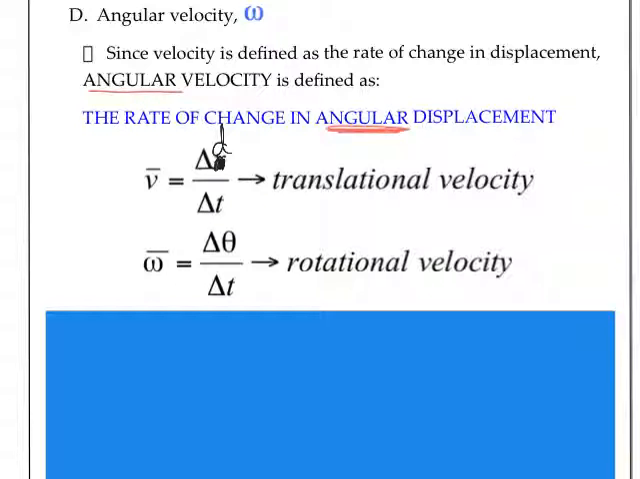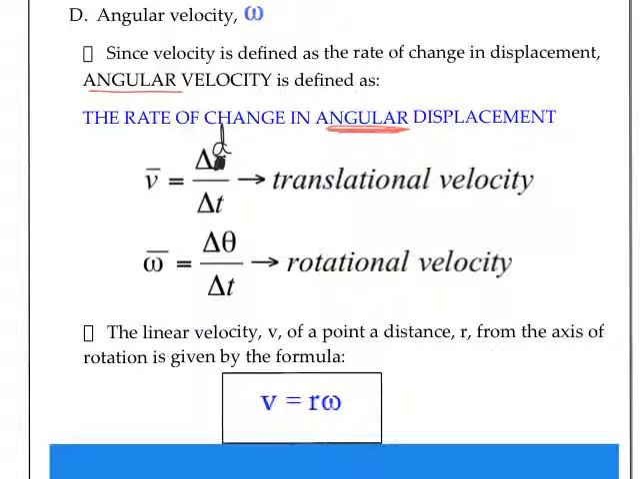Translational, remember, is a straight line, so our velocity would be that change in distance or displacement over time. Now for the angular velocity or rotational velocity, we're going to say the change in angular displacement over time. So everything that we studied so far in a straight line is going to have a rotational analogy that goes with it. And lastly, for angular velocity, we can relate it to our linear velocity with the following formula.